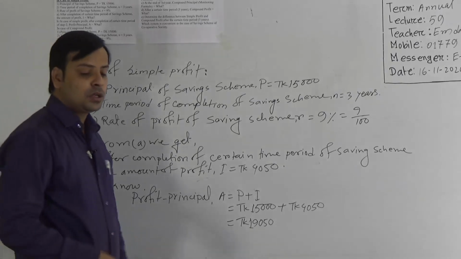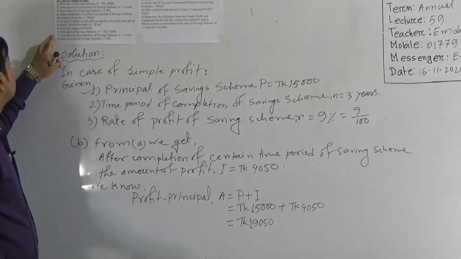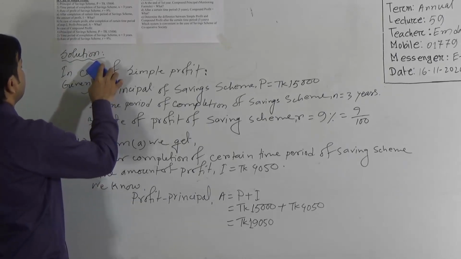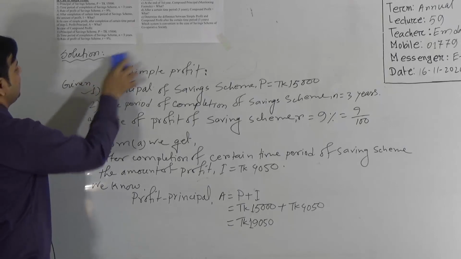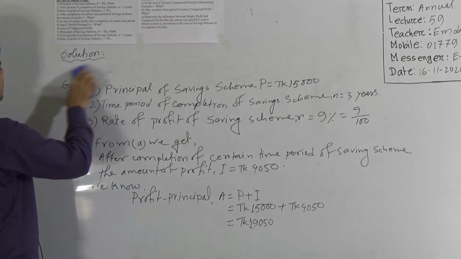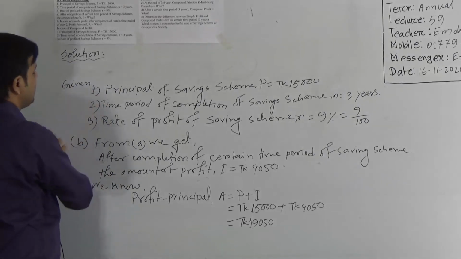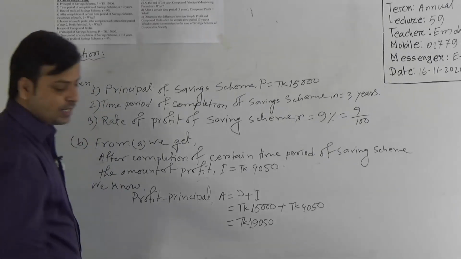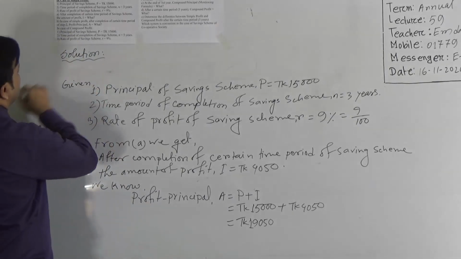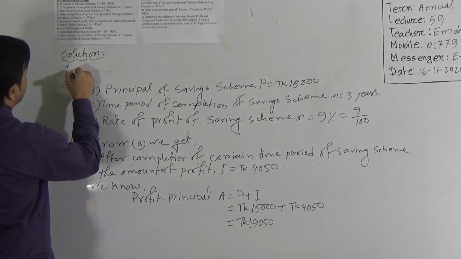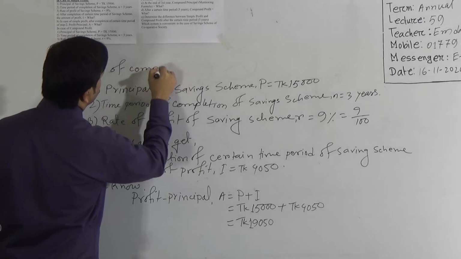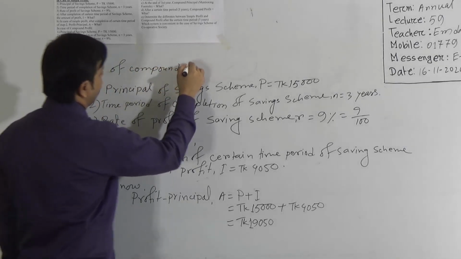Now I will go to the compound. In case of compound profit, I will write here the second part, that is, in case of compound profit. The given information is the same, so I will not write this again, I will just write this given here.